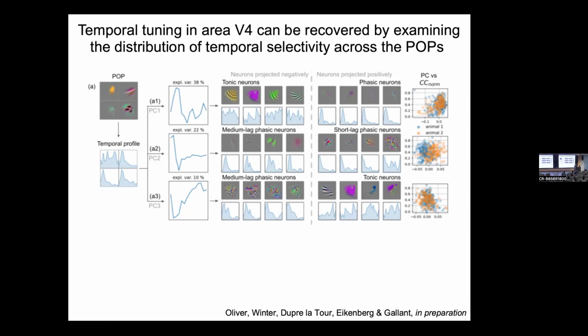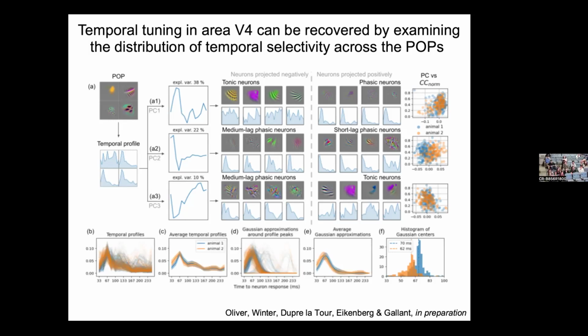So this kind of gave us a rare opportunity to actually understand the temporal tuning of V4, an attribute that nobody has ever cared about before. But we had the data, so we did it. We took the pops, we looked at their temporal profiles, we did PCA on the temporal profiles. And when you do this, you end up with three principal components: tonic versus phasic neurons. That's a classic distinction that appears almost throughout the entire visual system, even as early as the LGN. Medium lag phasic neurons versus short lag phasic neurons. That's just an issue of how long it takes them to respond. And then medium lag phasic neurons versus tonic neurons. And then you can look at the temporal response profiles if you care.